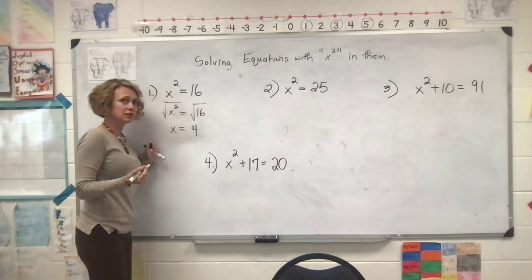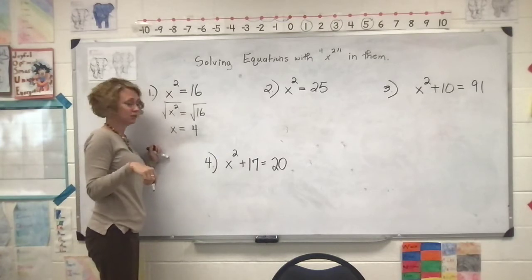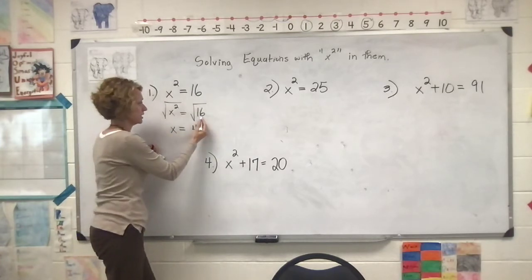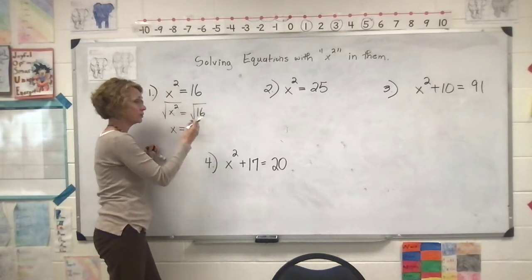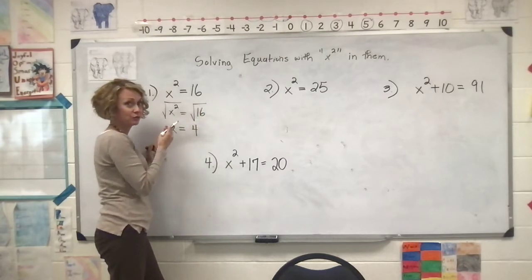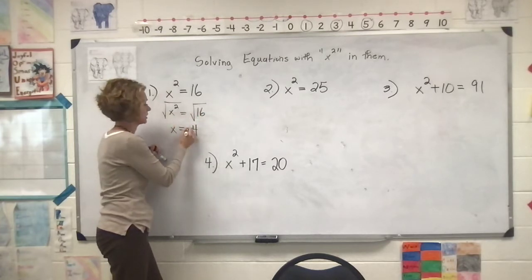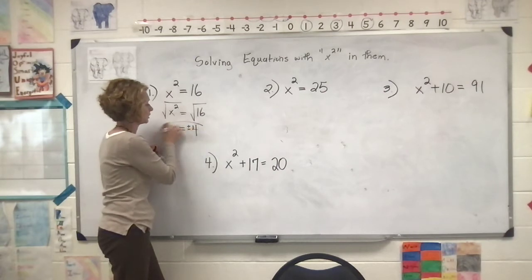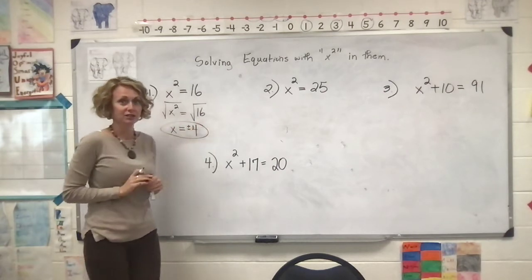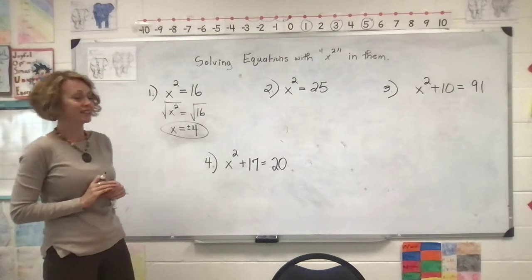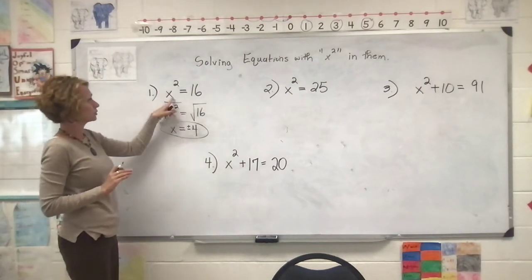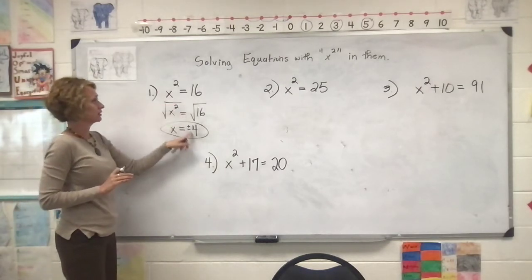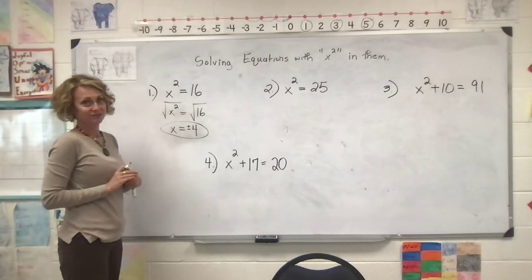But it's not only positive 4, it could be a negative 4. So think about that. 4 times 4 is 16, but negative 4 times negative 4 is also 16. So what I'm going to do is put a little plus or minus sign right there by the 4. Okay, that's it. Positive 4 would work here, but negative 4 would also work here.